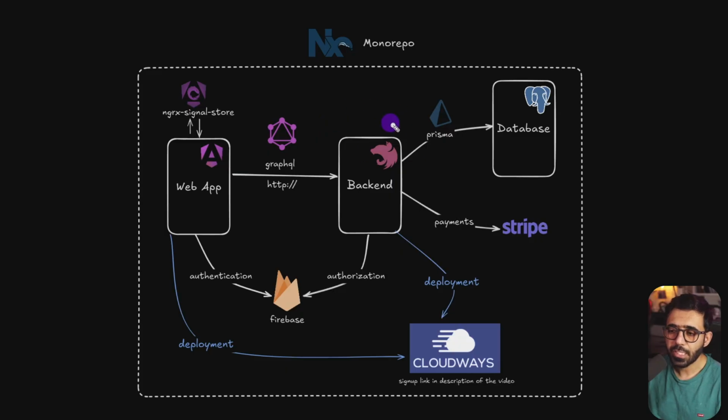Now going back to the architecture, as I mentioned, we are using GraphQL to communicate from the front end to the back end because it makes it so flexible for us to get the data exactly like how we want it. In the front end, we are also using NgRx Signal Store to manage the state, which is, I think, one of the best ways that you can manage state in your Angular applications today.